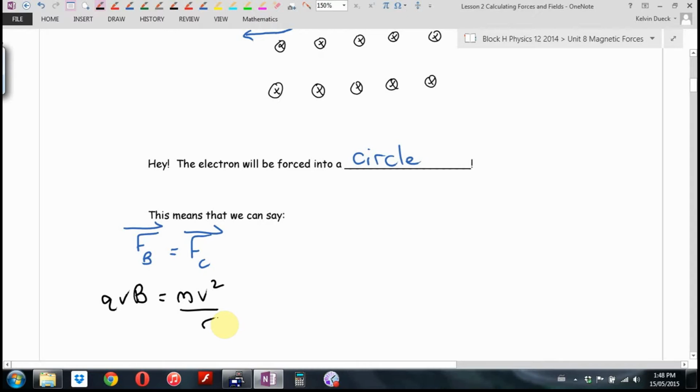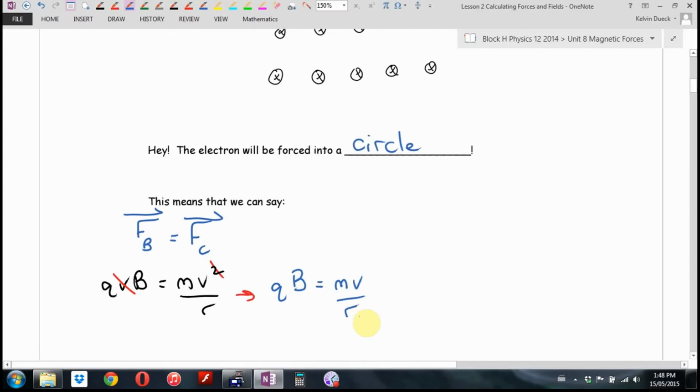Magnetic force is what's pushing us in a circle. Oh, but look. I can cross out one of them because there's a v on the left and there's a v squared on the right and they're both on the top. In fact, what I really get is this: QB equals mv over r. Now, none of this is on your formula sheet, but QVB is, and if you're moving in a circle, well then, you're moving in mv squared over r.